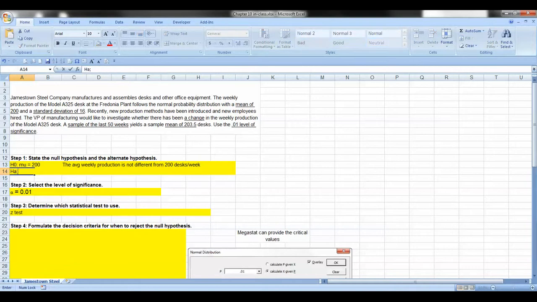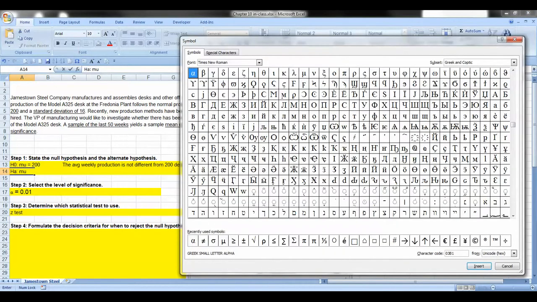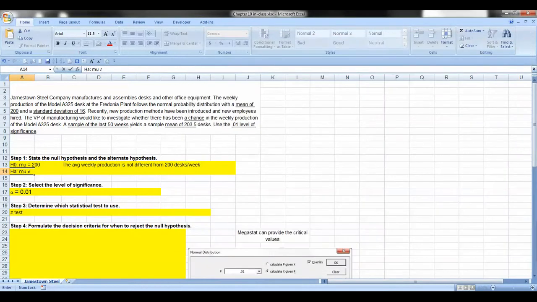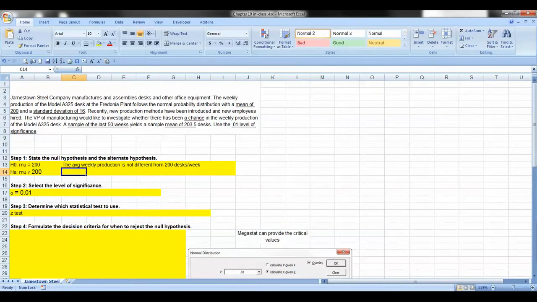Now our alternate hypothesis is that mu is not equal to 200. And we'll just cheat a little. Copy that down. Or excuse me, the average weekly production is different from 200 desks per week.